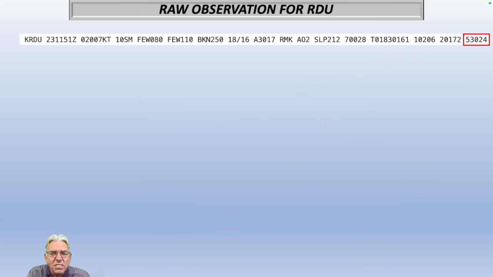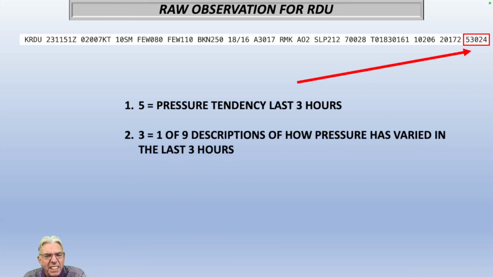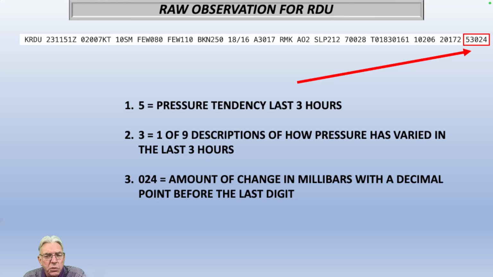And then the last group is the pressure tendency group. And the 5 tells you that that's what the data pertains to. But then after that, you have a 3, which is one of many pressure tendency descriptions. And the amount of the pressure tendency is the last digit, which is 024, decimal point before it, 2.4. Now, the 3 means, if I'm remembering this correctly, well, I'm going to check it right now.